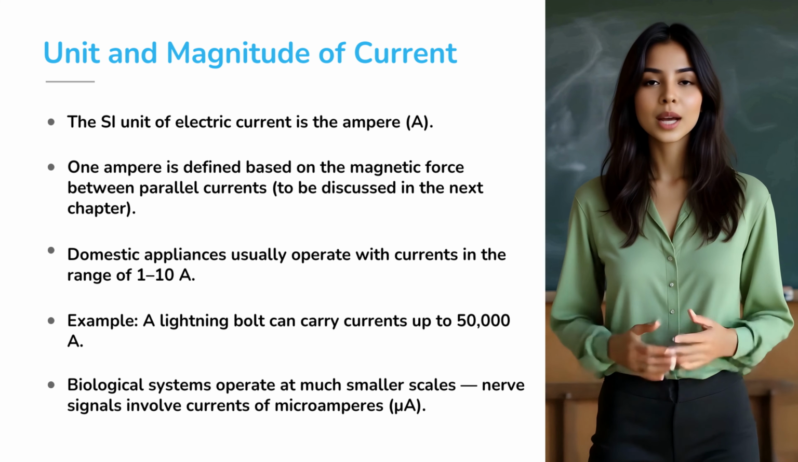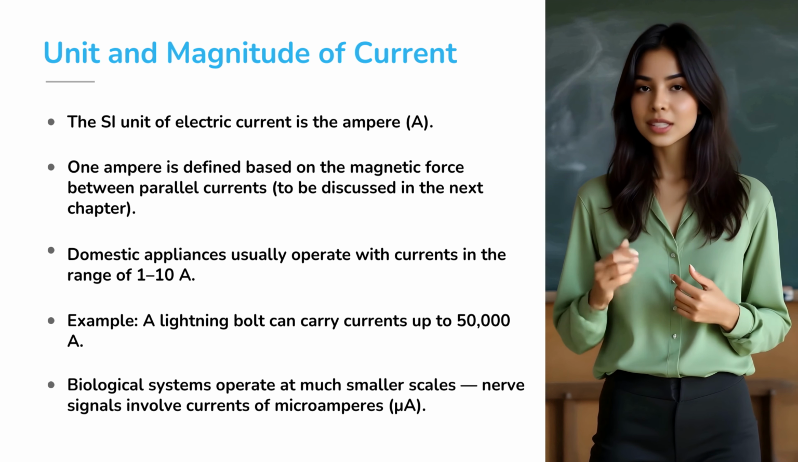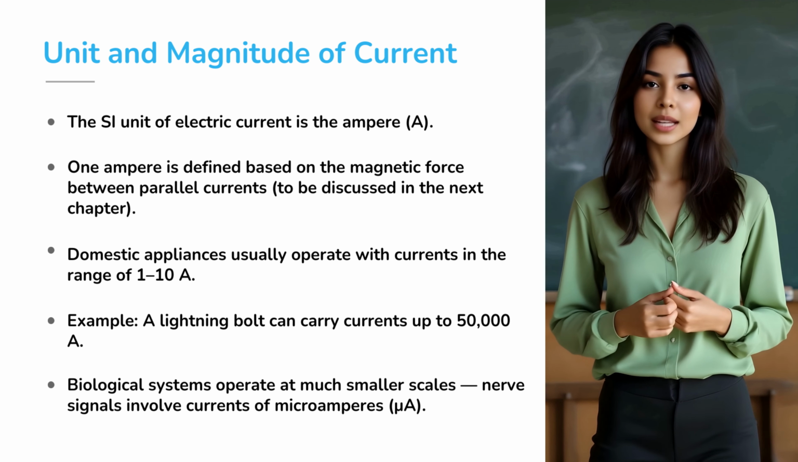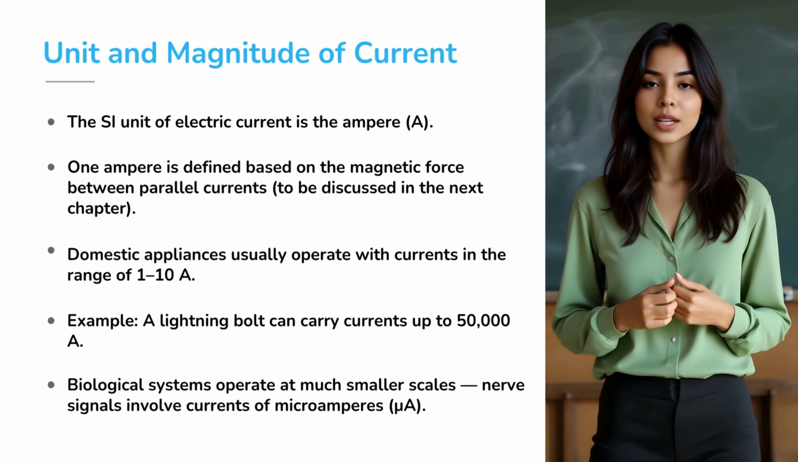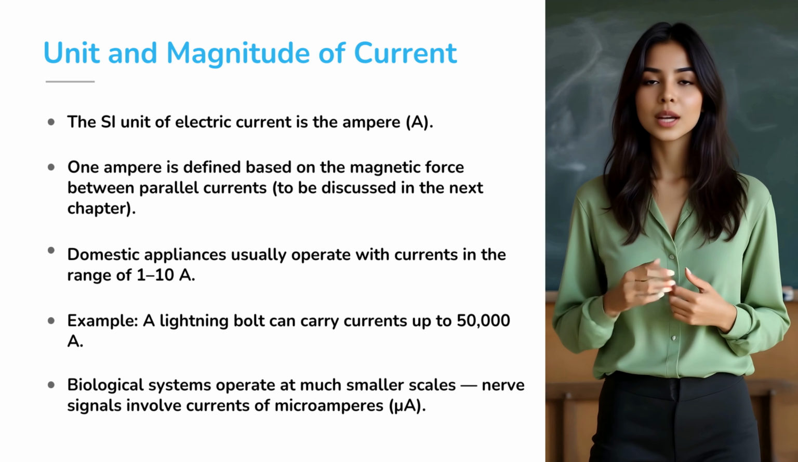You've heard the term ampere before. It's the SI unit of current, written as capital A. 1 ampere isn't just a number. It's defined through magnetic interactions between two wires, which we'll study later. But for now, think of it like this. Most household gadgets run on 1 to 10 amperes.